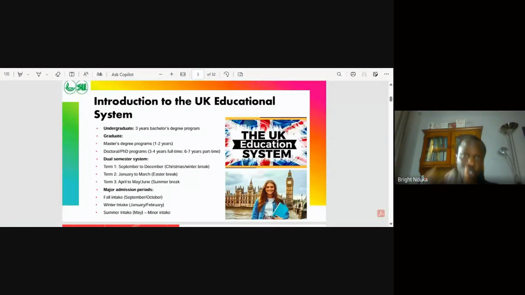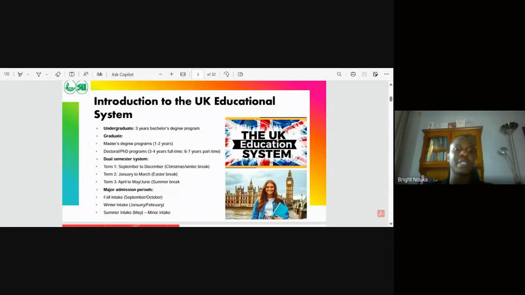Oftentimes, when they resume from the Christmas break, what we usually do are exams, basically exams for the first semester. But that first term forms the basic part of the first semester. Then term 2 is January to March. At the initial stage of January, most of the exams for the first semester, which is September to December, are concluded. And then the second semester starts, which breaks at the Easter break, but semester 2 is still on.